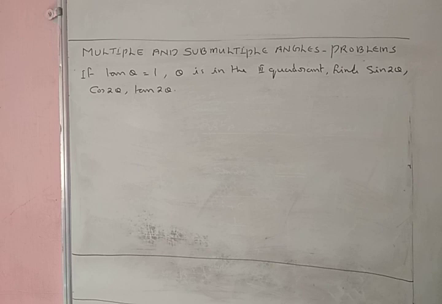Next problem: if tan theta is equal to 1 and theta is in the third quadrant, we know that in the third quadrant tan theta is positive, so tan theta is plus 1 is true. Find sin 2 theta, cos 2 theta and tan 2 theta. The given value is tan theta is equal to 1. Therefore express sin 2 theta in terms of tan. We know that sin 2 theta is equal to 2 tan theta by 1 plus tan squared theta.